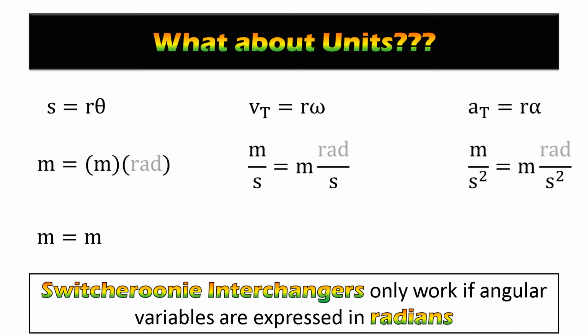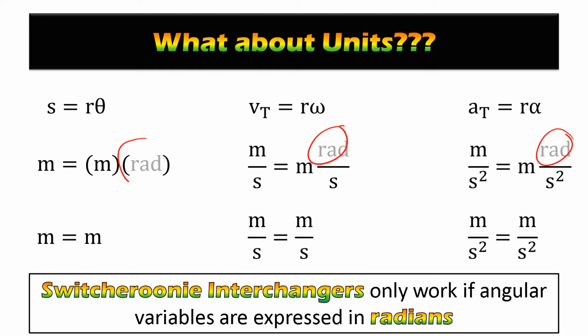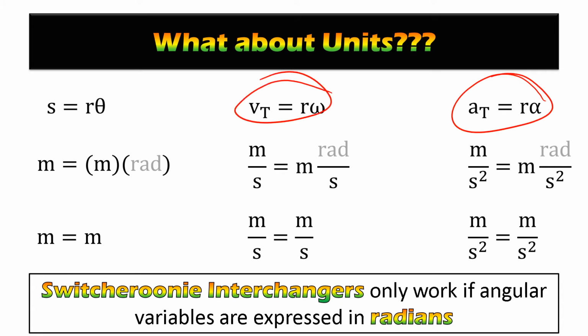Why? Because a meter is equal to a meter. This radian is kind of like unitless. And what is a meter times a unitless thing divided by a second? It's just a meter per second. And then again, we have a meter times an inverse second squared, you could think of it. So yeah, they need to be in radians in order to use the switcheroonie interchangers. You wouldn't be plugging in a revolution per second squared or a degree per second squared for this interchanger. All right, so all of these need to be in radians.